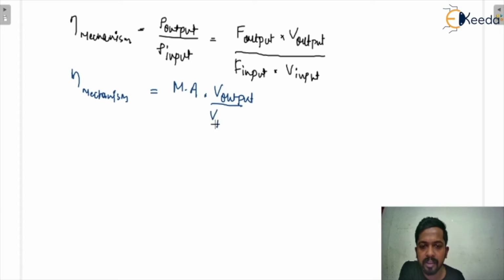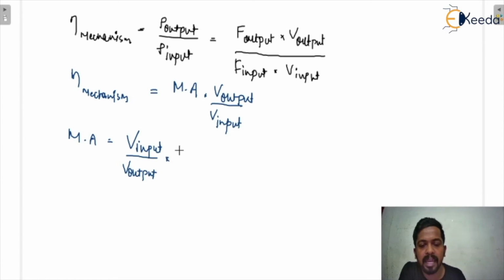But we are interested in finding out the mechanical advantage, because our topic is to study the mechanical advantage. So I can write here the mechanical advantage is equal to V input upon V output multiplied by efficiency of mechanism. Okay, so that is the mechanical advantage.